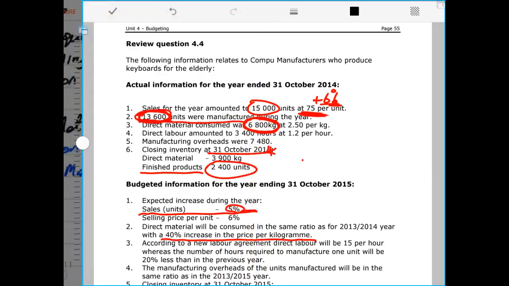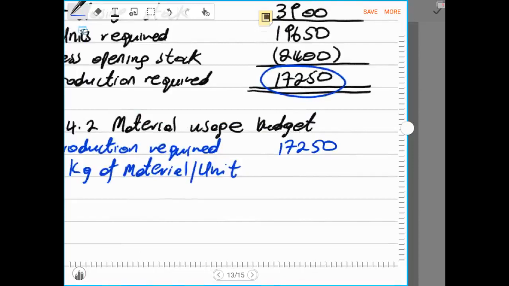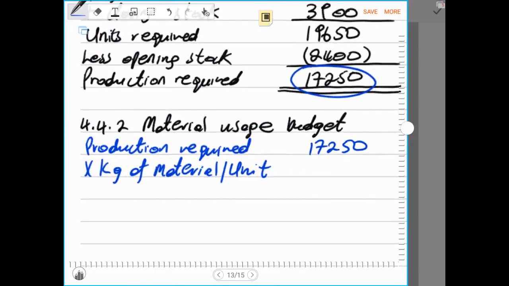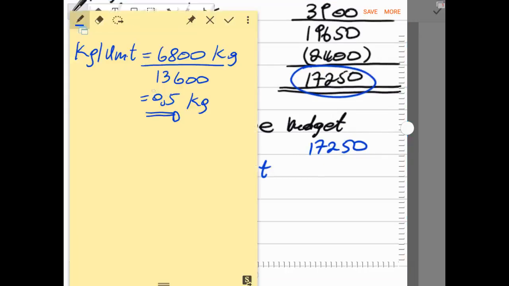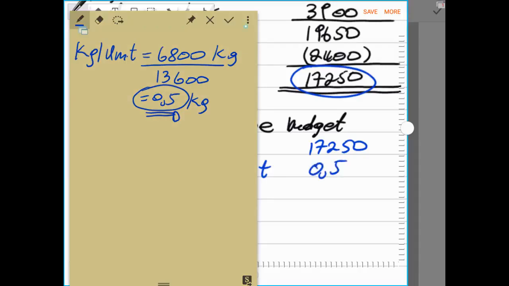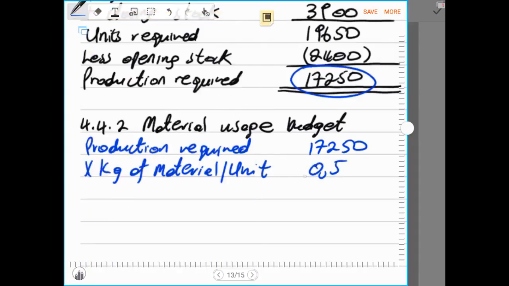Then we can go to our material usage budget. Then we multiply by the material kgs per unit, and we have calculated that the material kgs per unit is 0.5 kgs. Then we multiply by 0.5. Therefore now this will give us the total kgs of material that are needed to manufacture 17,250 units. That is the units required to be manufactured in the current accounting period, which is the year 2015.